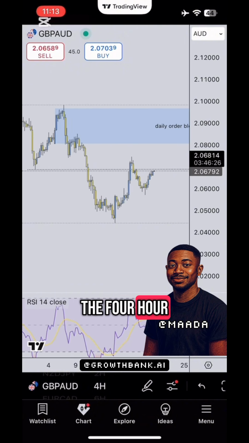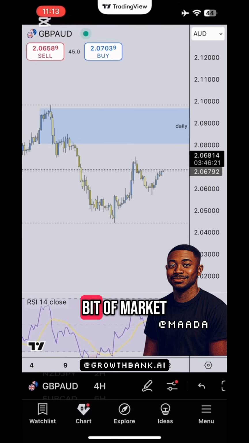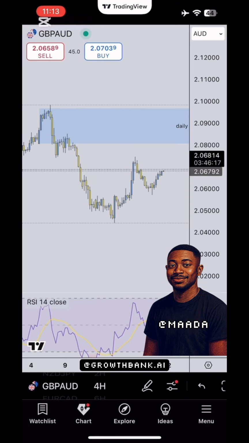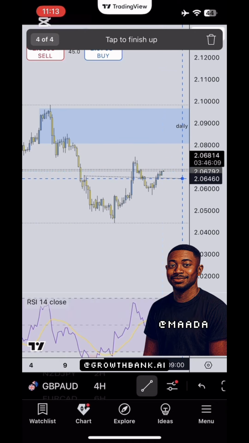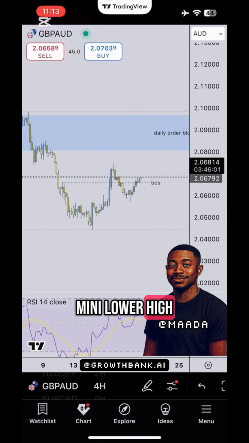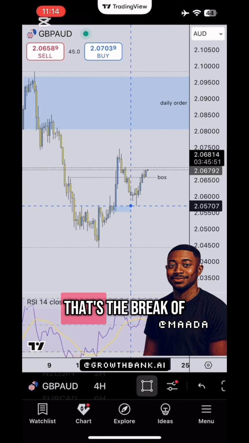Now we're on the 4-hour. Looks like we have a little bit of market structure that is forming. Looks like we have some slight breaks. We broke that mini lower high and retested. That's the break of structure.